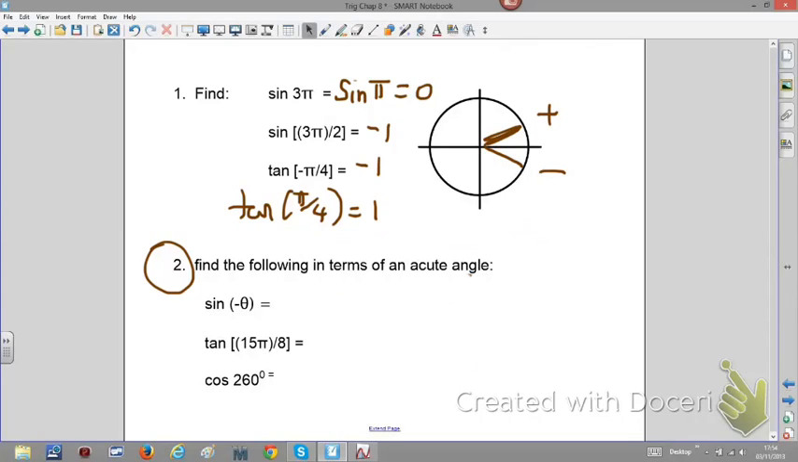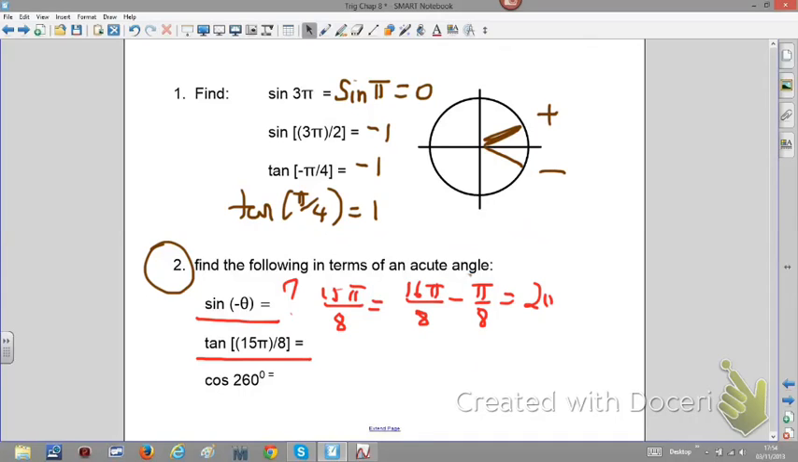Now, let's look at question 2. And the first question, I'm going to leave that one, and we'll talk about that one later. So we're going to look at the particular examples, which is tan of 15 pi over 8. I know that 15 pi, or rather, I'll write that again. So 15 pi over 8 is equal to 16 pi over 8 minus 1 pi over 8, which is 2 pi minus pi over 8. And we're going to use that relationship to help us.